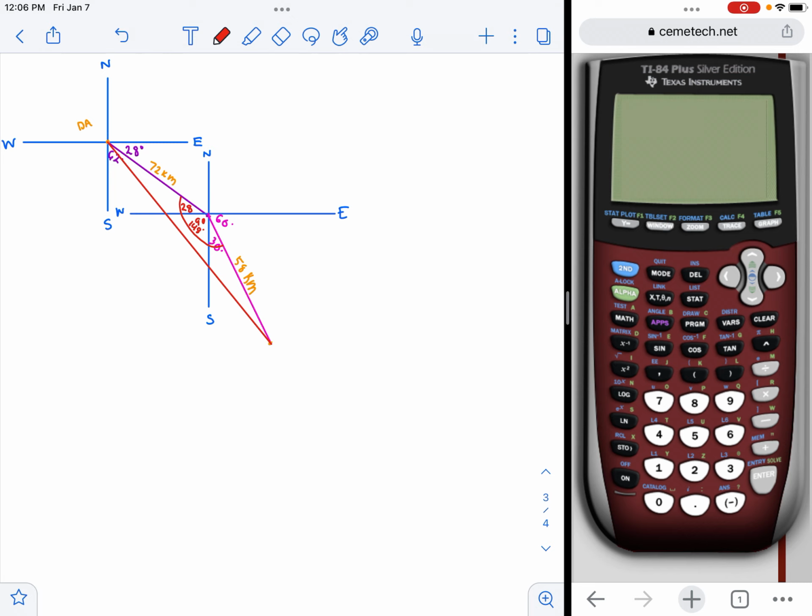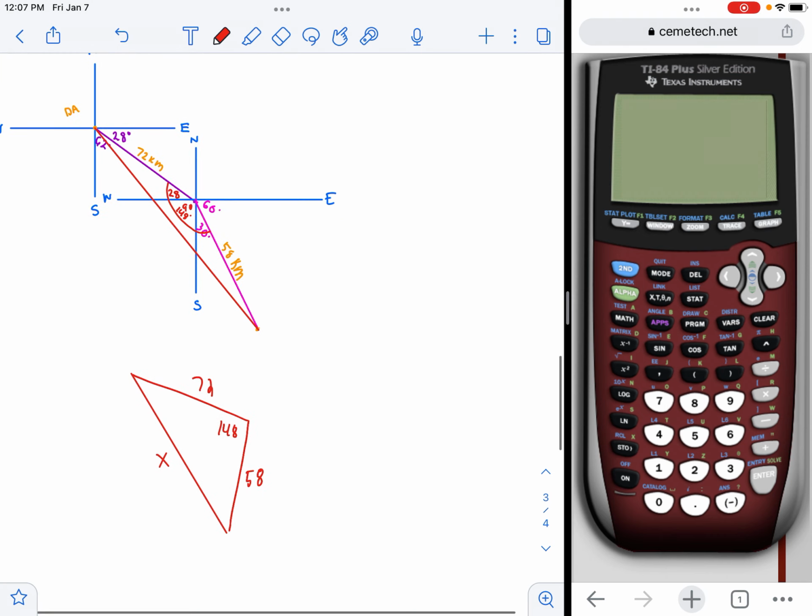Now, if you need to see what this triangle looks like outside of this, just in case it's confusing you a little bit, I'm going to draw it a little less oblique looking, or not oblique, obtuse looking. I know that this is 148, this is 72, and this is 58. So I can figure out this x right here. I can figure out that distance. Let's find the distance first, okay?